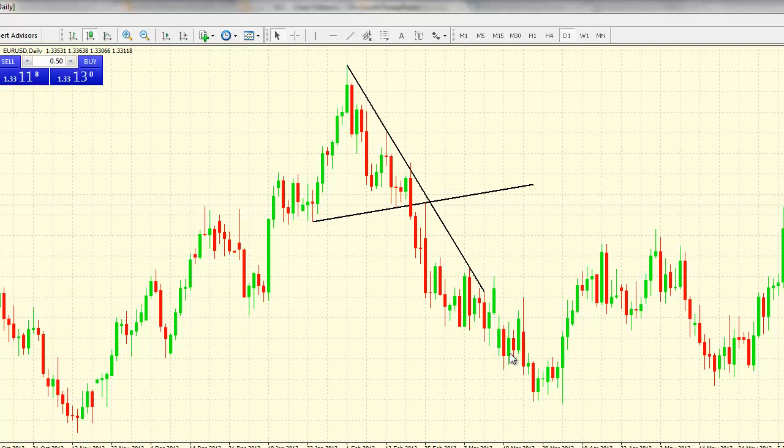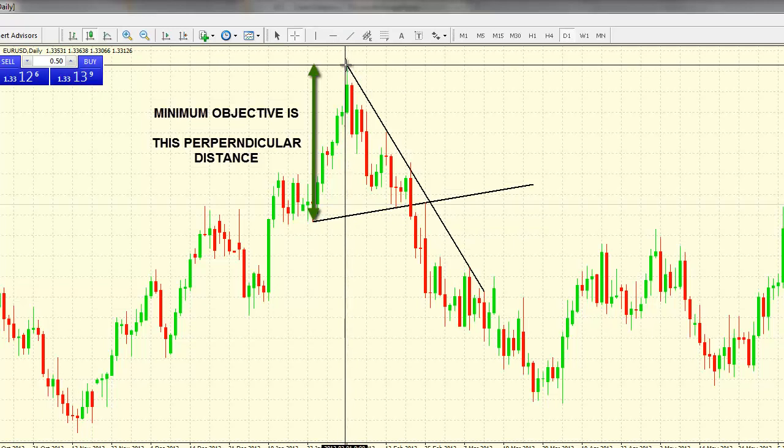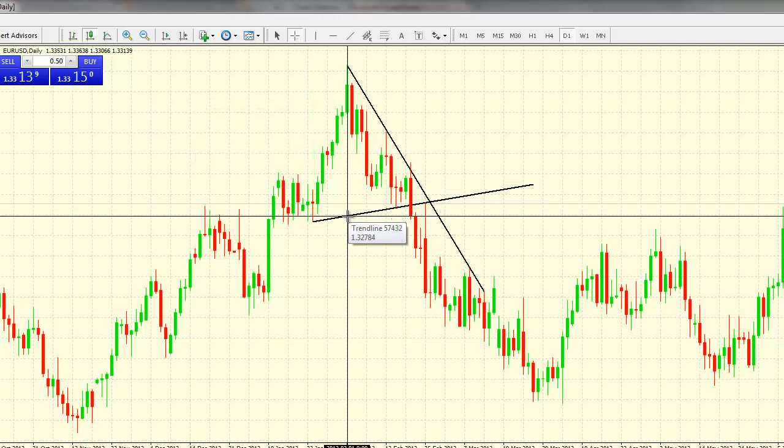Once the price breaches below the neckline considerably, it is expected to slide down to the levels up to the minimum objective of this pattern. The minimum objective is the perpendicular distance between the peak of the head and the neckline. So the perpendicular distance between this point up to this point, as calculated in pips, would be the minimum distance that the price would slide down after breaching the neckline.